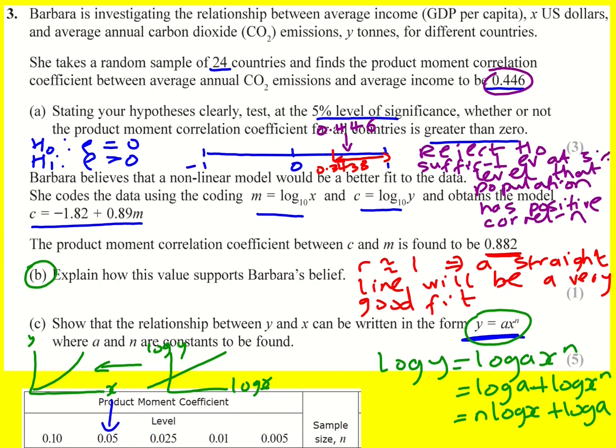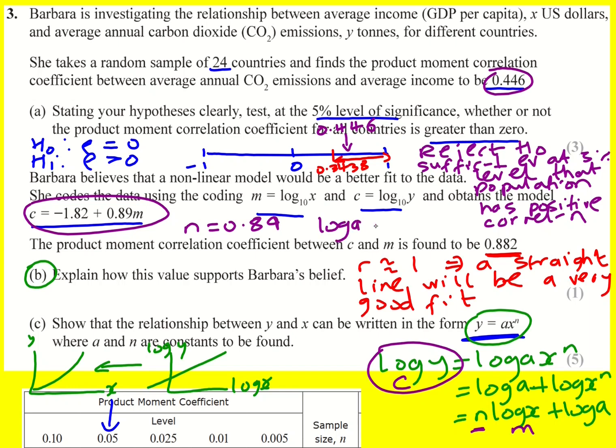So at this point, what I can do is compare this with this. Remember, they've told us they've coded it. So log y was C and log x was M. They've actually written it like that. I wouldn't write it like that. I prefer to write it in the form mx plus c. I really don't like the fact that they used m either, personally, because m's always used for the gradient. Anyway, so what we have is that n is going to be 0.89. That is the gradient of our curve here and here. And then log a is going to equal minus 1.82.